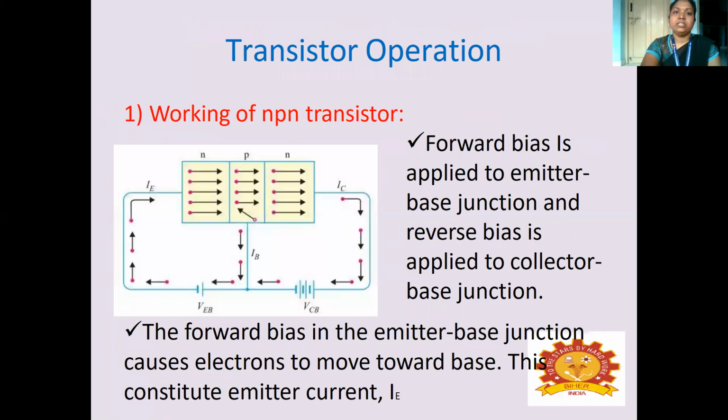Now we will enter into the transistor operation. We have two different types of transistor, that is NPN and PNP. First we will see the working of an NPN transistor.